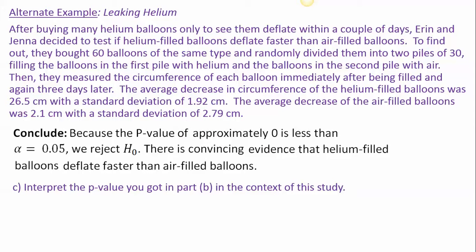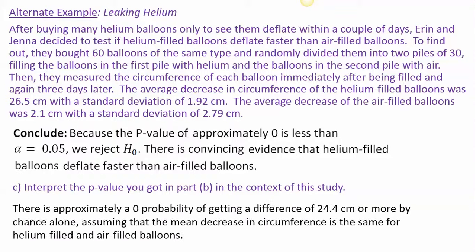We can then conclude that because the p-value is approximately 0, which is less than our alpha, we reject the null. There is convincing evidence that helium-filled balloons deflate faster than air-filled balloons. In context to our problem, we would say there is approximately a 0 probability of getting a difference of 24.4 centimeters or more by chance alone, assuming that the mean decrease in circumference is the same for helium-filled and air-filled balloons.